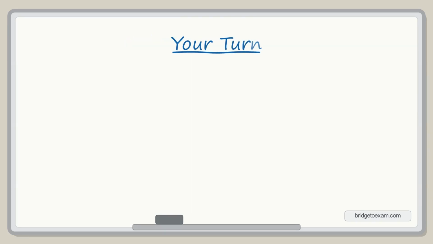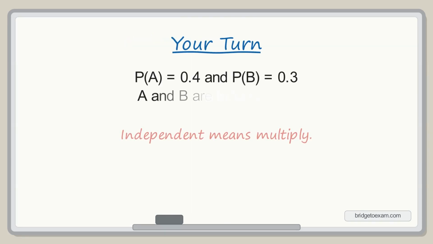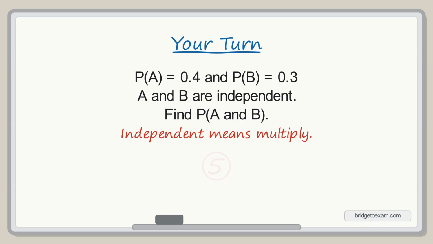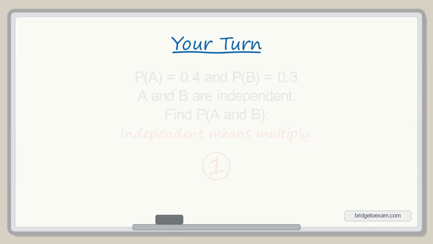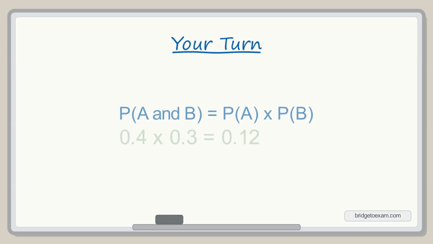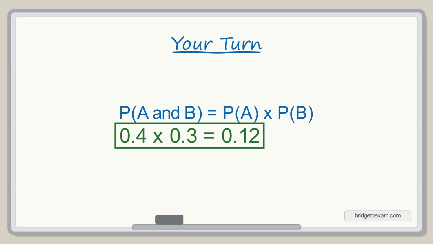Your turn. P of A is 0.4 and P of B is 0.3. The events are independent. Pause and find P of A and B. For independent events, P of A and B equals P of A times P of B. 0.4 times 0.3 equals 0.12.